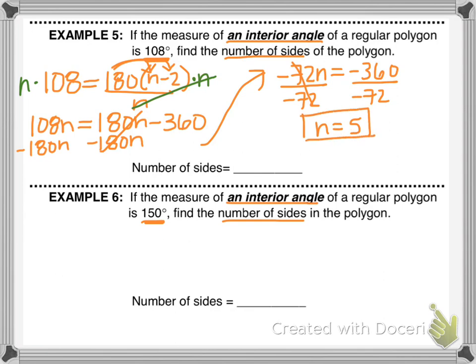So n equals 5. And just one step further, the name of that shape would be called a pentagon, because pent means 5. Okay? Now, just a couple things about this problem. If you get to this point and that's not a whole number, then you did something wrong, because the number of sides will always be a whole number. So keep that in mind.